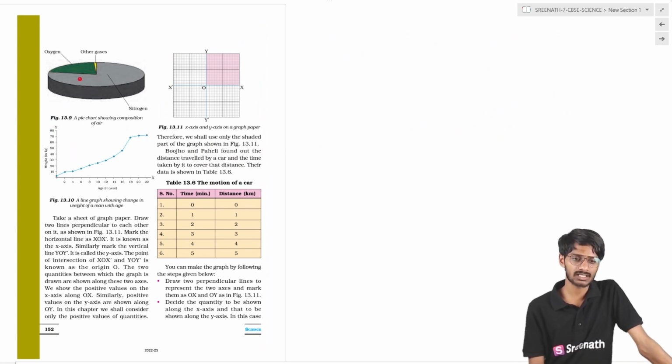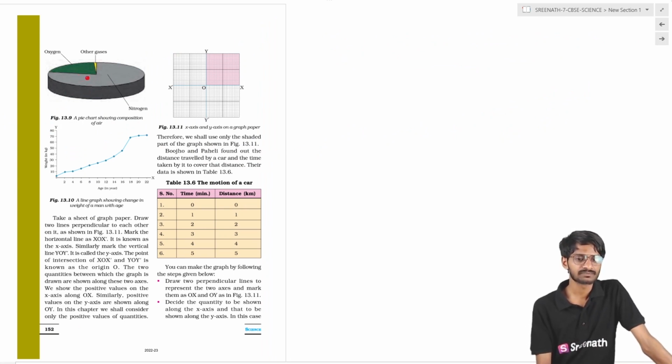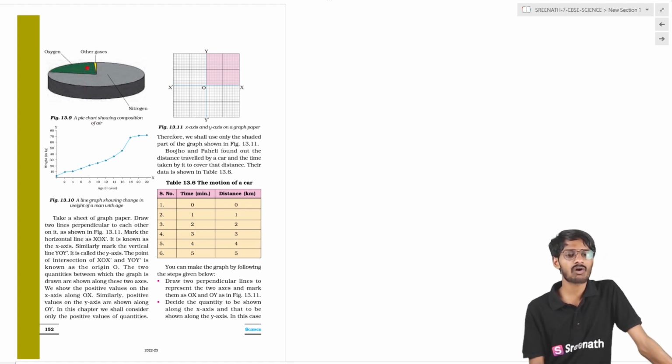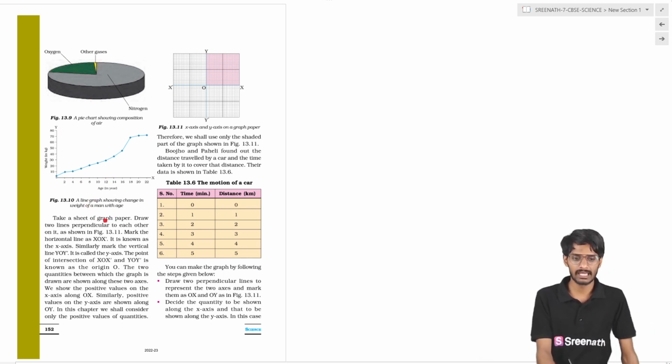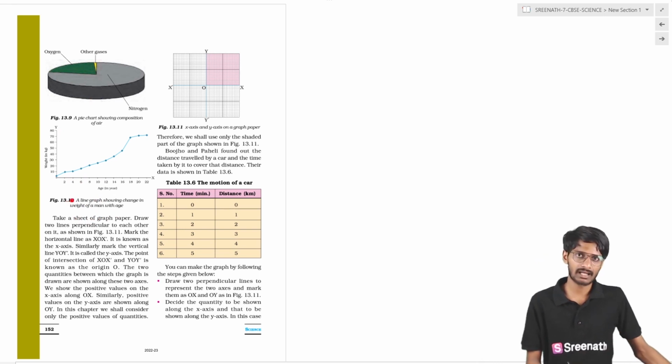This is the pie chart. Okay students, this pie chart is showing the composition of all gases in air. And this is a line graph. What is it? A line graph. Okay, it is showing the weight of a man with age. So these are the different graphs, students.